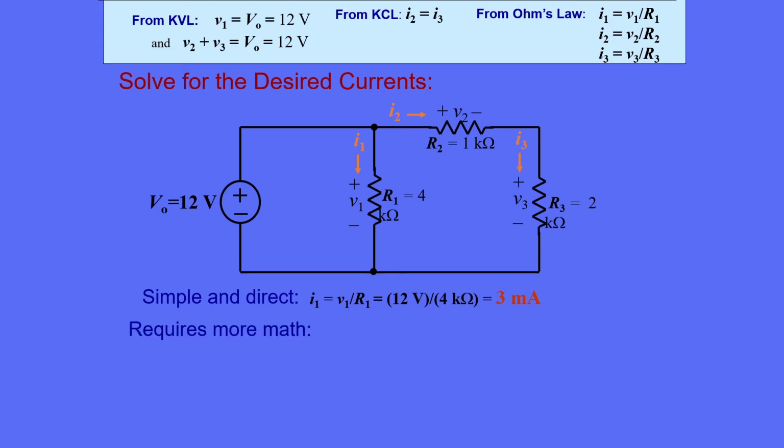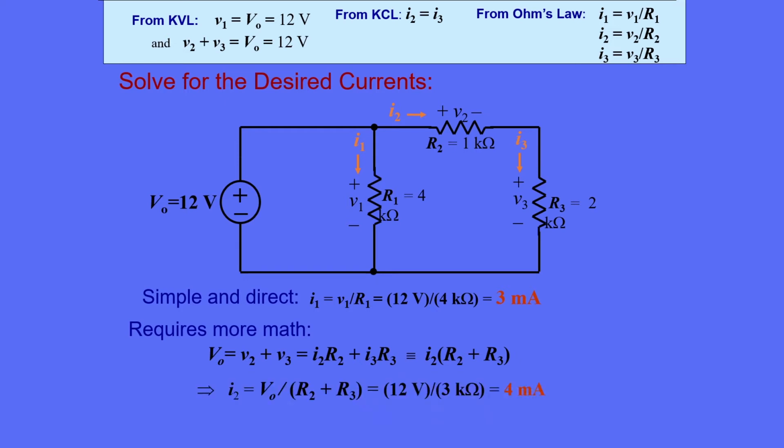Finding I2 and I3 requires a bit more math. We express the voltages V2 and V3 via Ohm's law as I2R2 and I3R3. And then we use the information that I2 is equal to I3 to obtain the equation shown. We can now solve for I2 in terms of V0, R2, and R3. I2 is equal to V0 divided by the sum of R2 and R3. If we substitute in the numbers, we get the result 4 milliamperes.